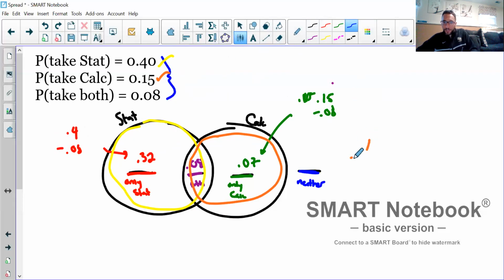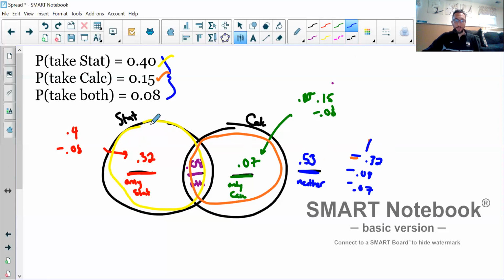Then if I subtract all that stuff from 1, 1 minus the 0.32 and minus the 0.08 and minus the 0.07, that gives us 0.53 out here. And so now we have our correct Venn diagram. Our probabilities sum to 1.